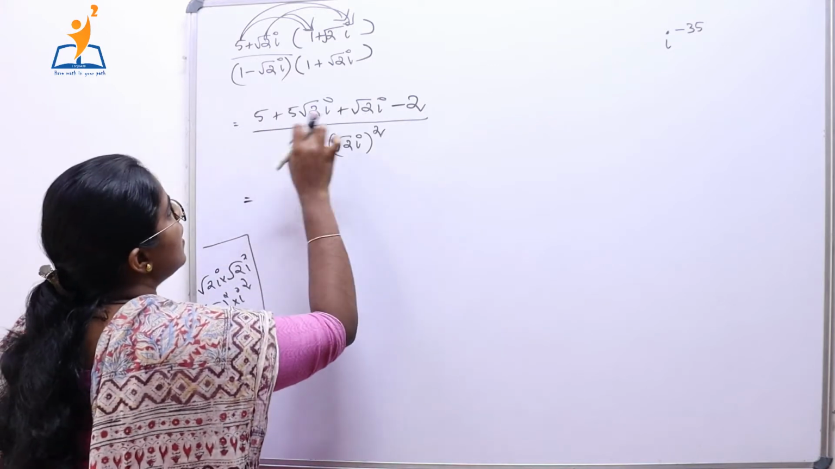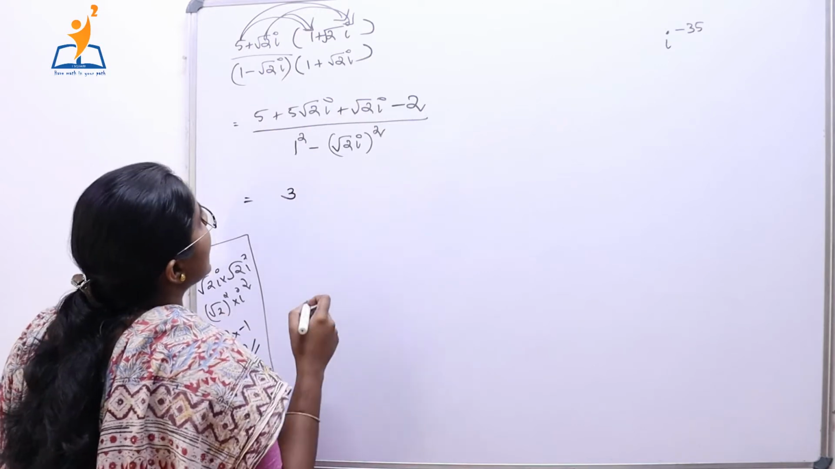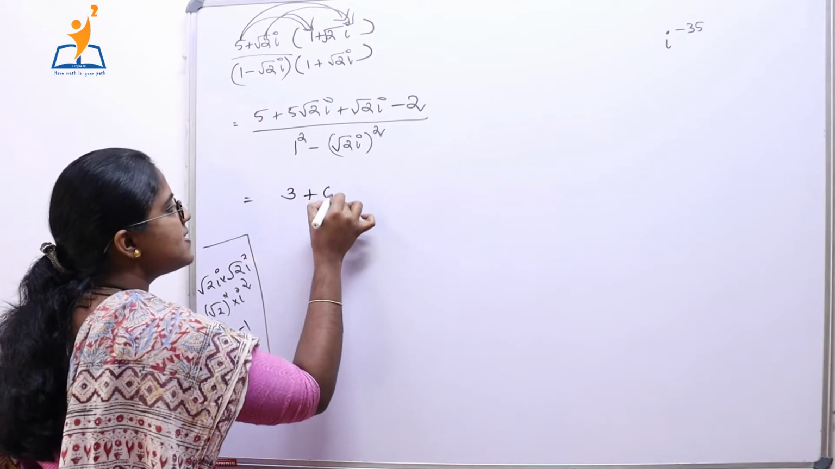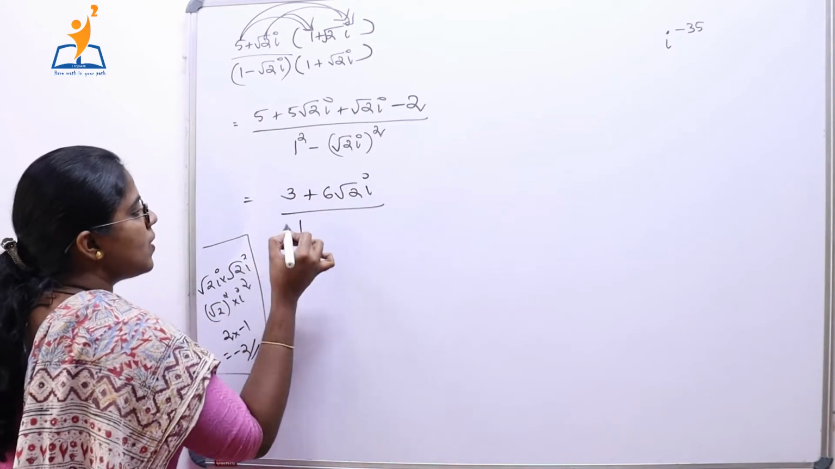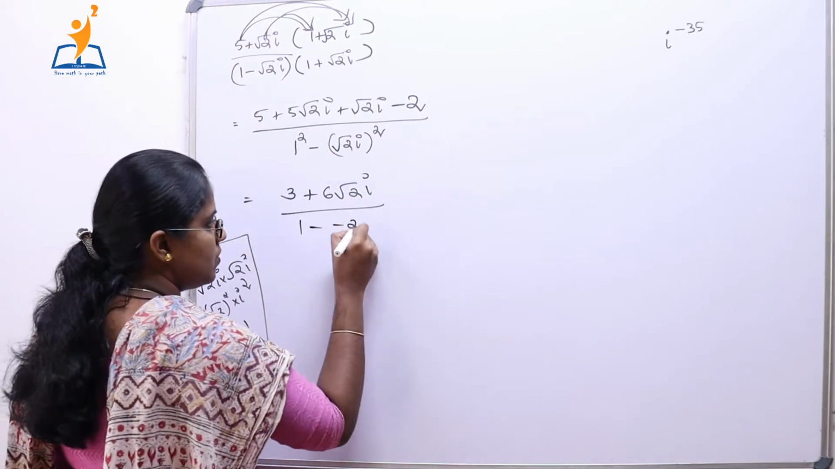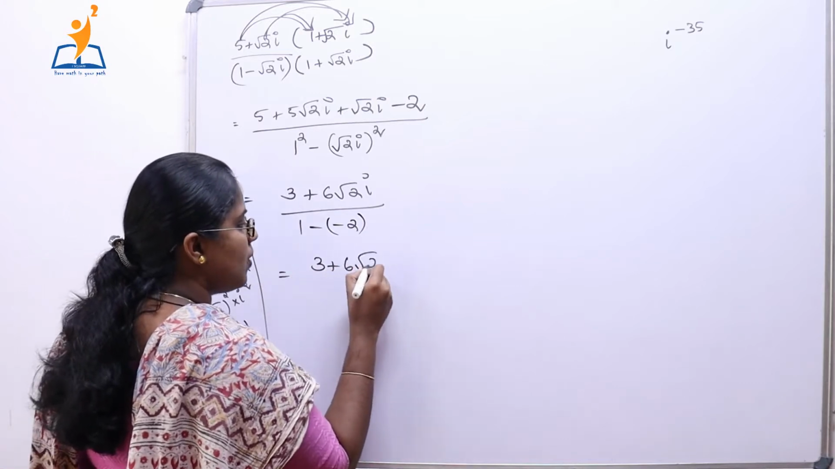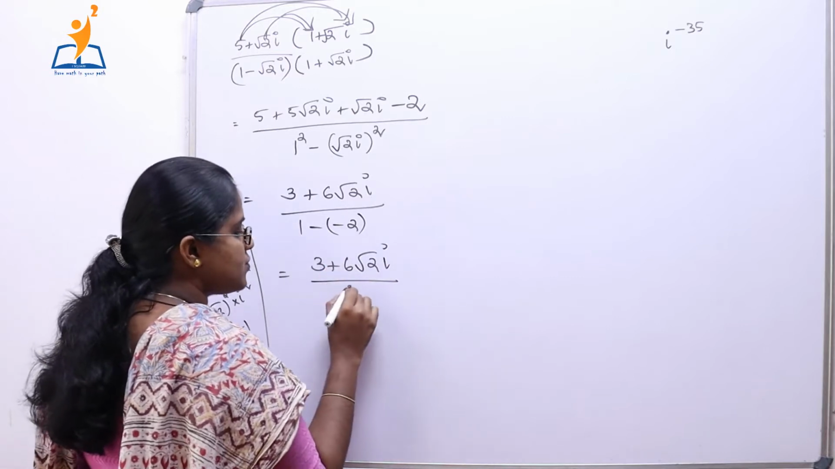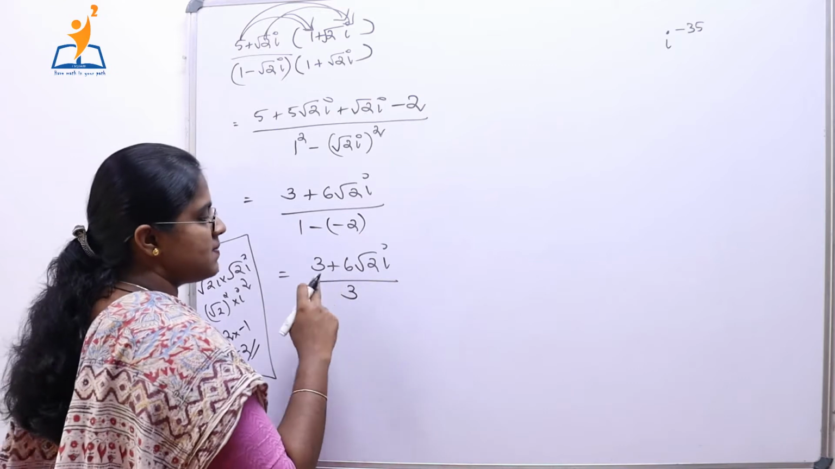Now adding up the real parts, that is 5 minus 2, which is simply 3, and 5 root 2i plus root 2i is plus 6 root 2i, divided by 1 squared, which is 1, minus root 2i squared, which is minus 2. So we got 3 plus 6 root 2i divided by 1 minus minus 2, which is 1 plus 2, which is 3. So we have a 3 common to both the terms in the numerator.